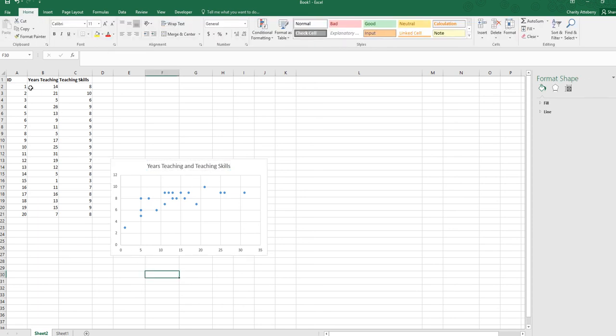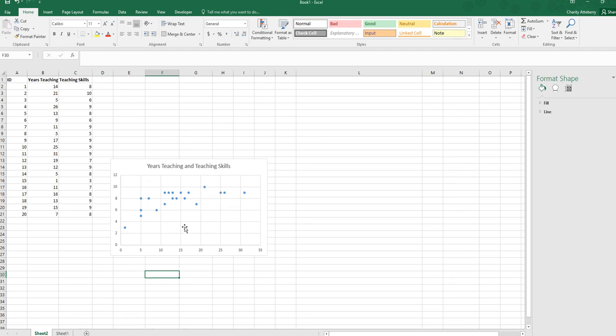If you look below, just as we were talking about our variables and where they appear, we've got the years teaching. It looks like the most taught is somewhere maybe 31, 32, something like that. And then we've got our scale here for teaching skills. It goes up to 12, but actually our highest data point is at a 10.